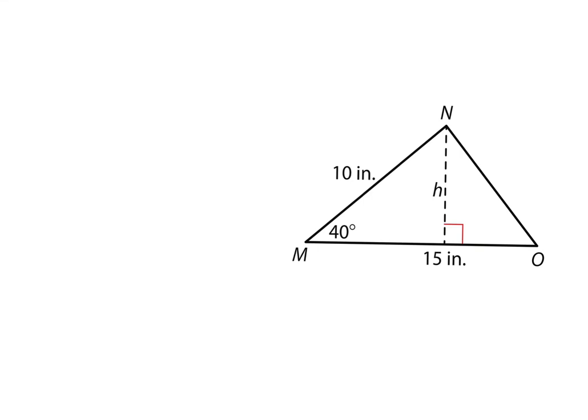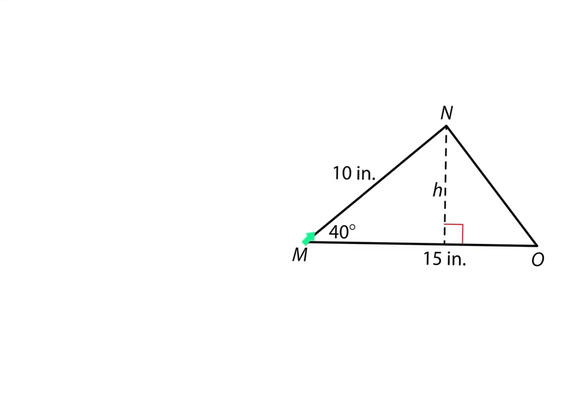MNO is the triangle, and they have created an altitude. Remember, an altitude goes from a vertex perpendicular to the other side. They have given us the base of this triangle, which is 15 inches. They have given us one of the sides, which is 10 inches.